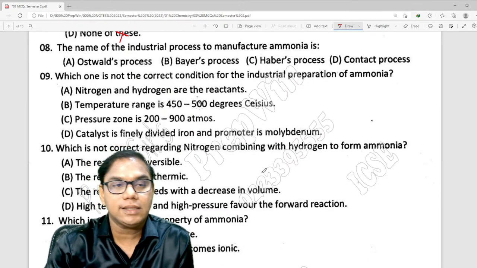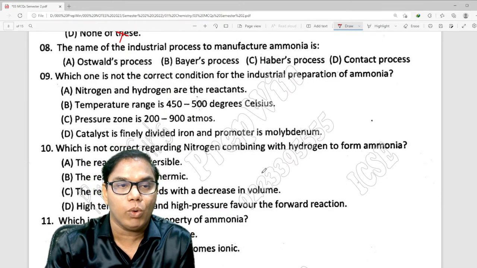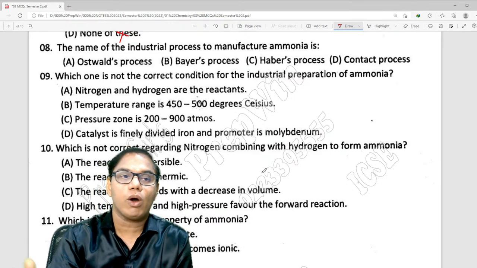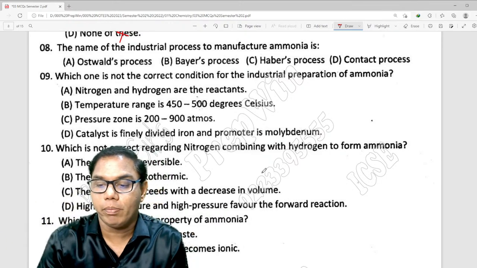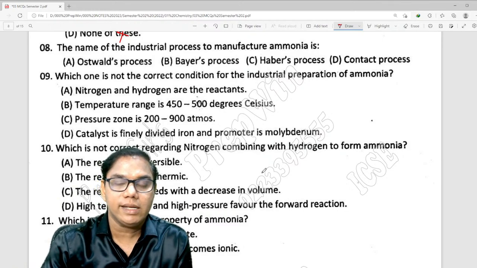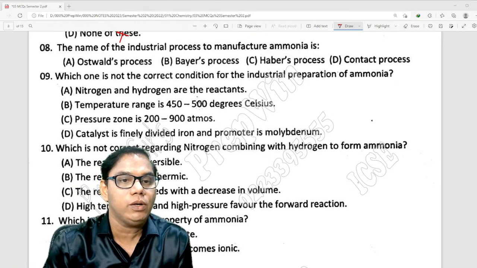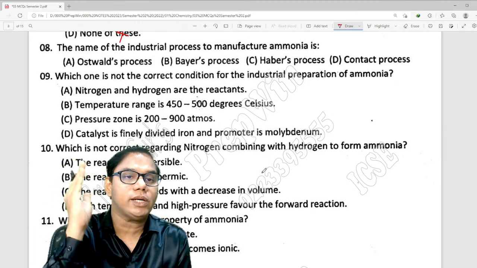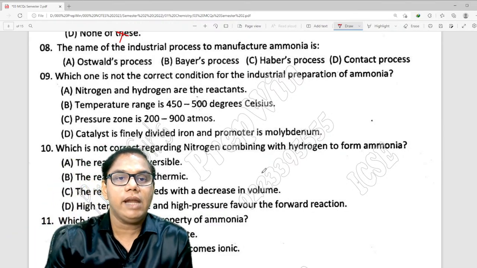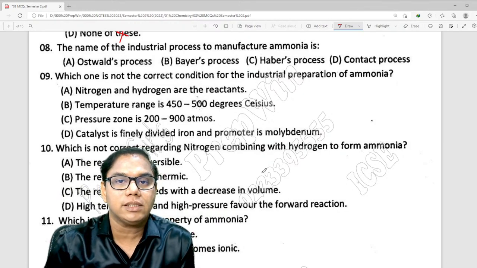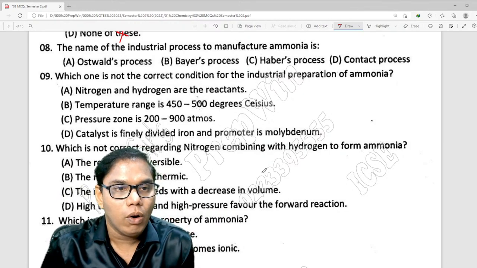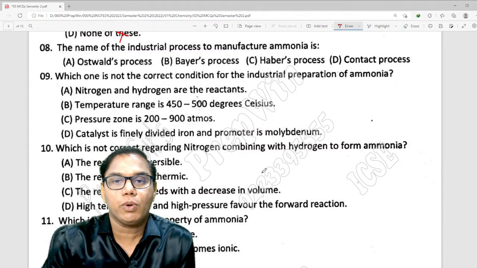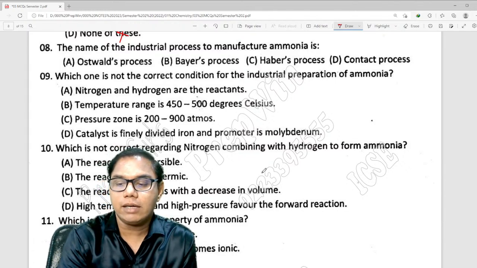Some students are saying, sir, be quick, we want to cover more and more questions. Tomorrow is the exam, maybe they are well prepared. But still, if you want the reason for any question, let me know. Name the industrial process. Very important question. You can expect this tomorrow. Name the industrial process for manufacturing of ammonia. Is it Ostwald process, Bayer's process, Haber's process, or contact process?